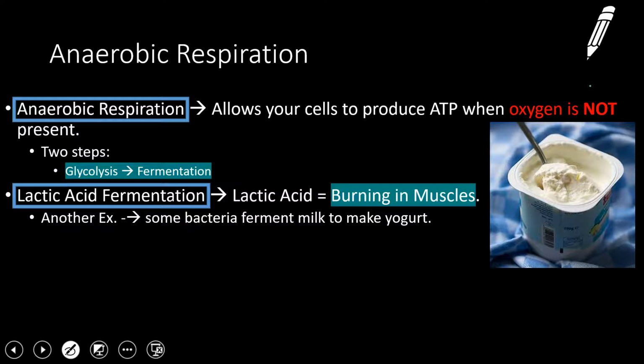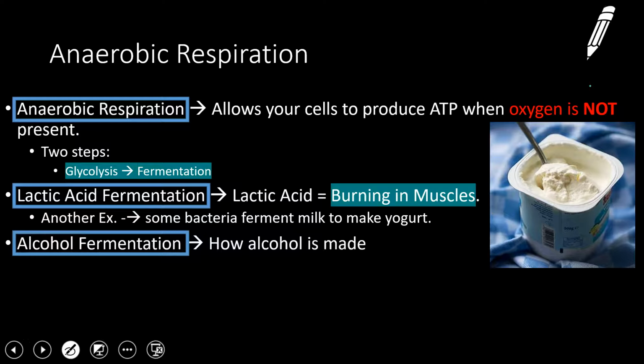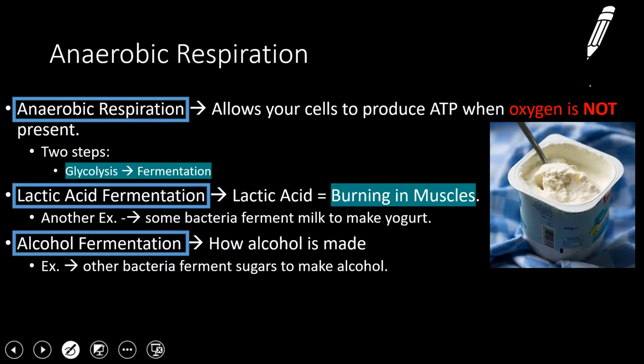Another example of lactic acid fermentation is some bacteria can ferment milk to make yogurt. That's actually a good thing for us because now we get a nutritious food, which is yogurt. Another type of fermentation is called alcohol fermentation, and this is exactly how alcohol is made. They take sugar, they limit the oxygen, they cap it, and then bacteria will ferment those sugars to make alcohol. Go ahead and take note of everything on this page.